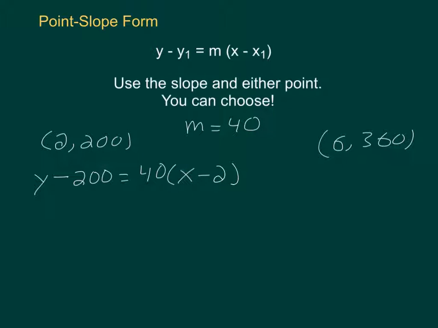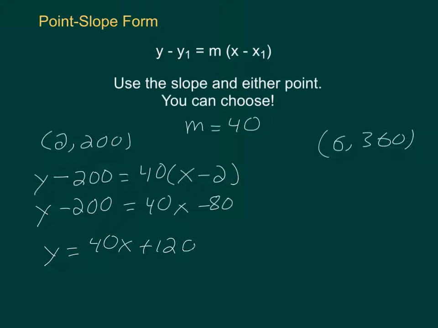I have to start by making sure I distribute my 40. So I'm going to have y minus 200 equals 40x minus 80. And now I'm going to add 200 to each side, and when I do that, I get y equals 40x plus 120, which is now in slope-intercept form. So point-slope form leads us pretty quickly into slope-intercept form, and that's actually a very convenient thing. I want you to pause the video and try doing this with the other point. You should end up with the exact same answer. All right, how'd you do?